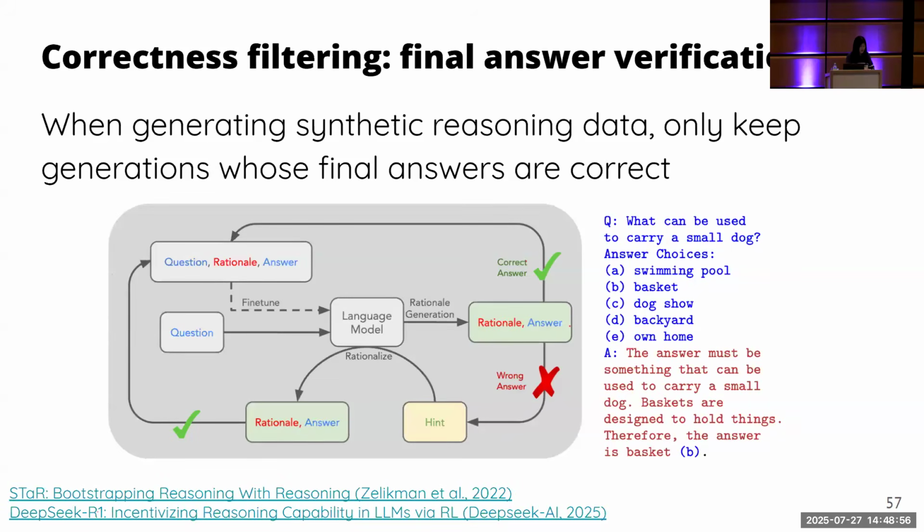This type of verifiably correct filtering was used in a method called STaR. So what they do is, given examples like this where you have the instruction and final answer, you generate reasoning traces and you only keep the ones that actually lead to the correct final answer. You can go a little further.